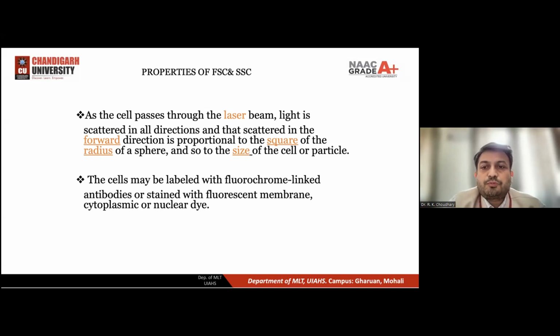When you say fluorochrome, fluoro means fluorescence, chrome means color. So a fluorescence color is linked with antibodies to stain the fluorescent membrane and cytoplasmic and nuclear dye. Based on this, we can easily identify if there is anything present on the cell surface.